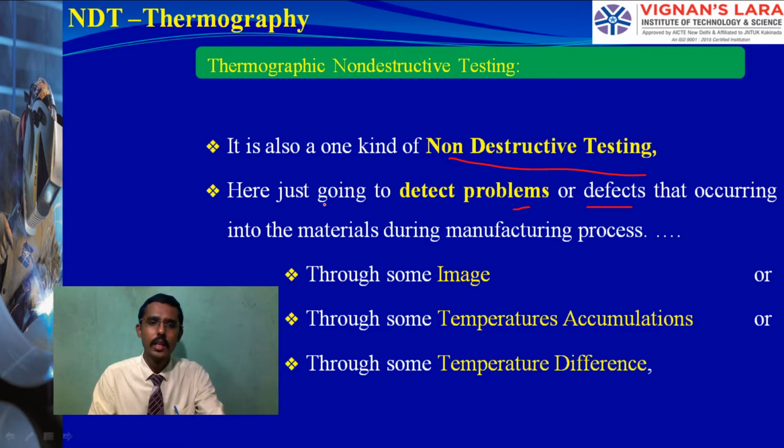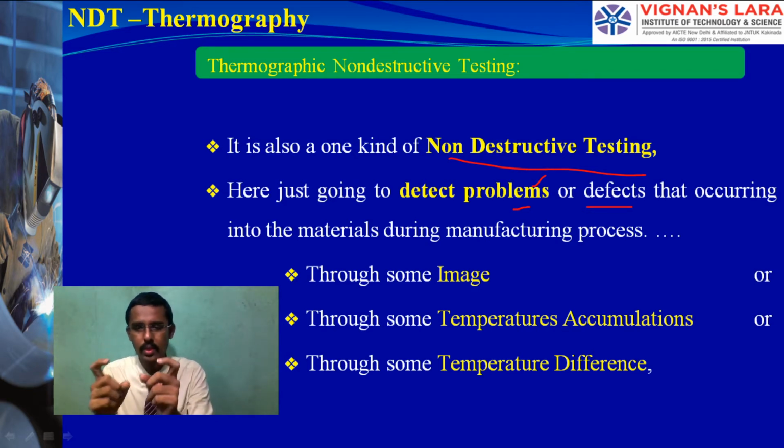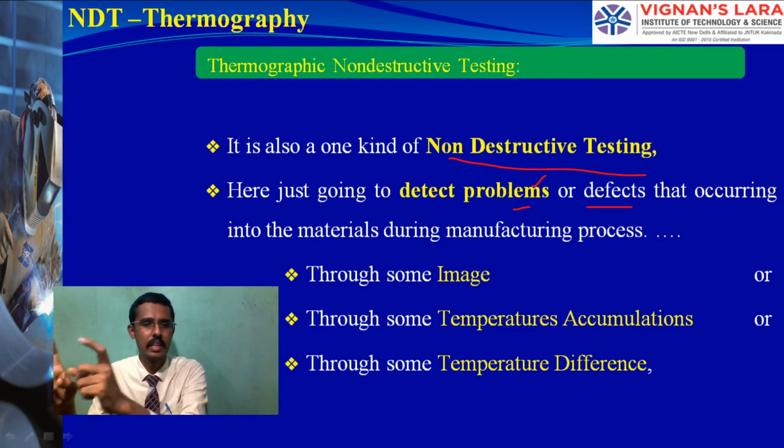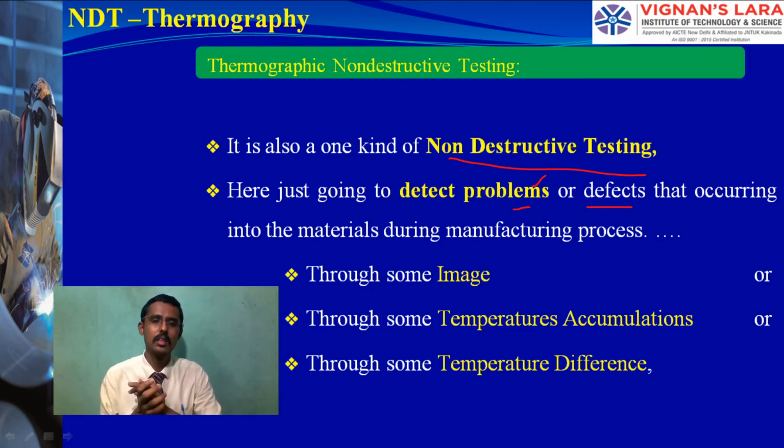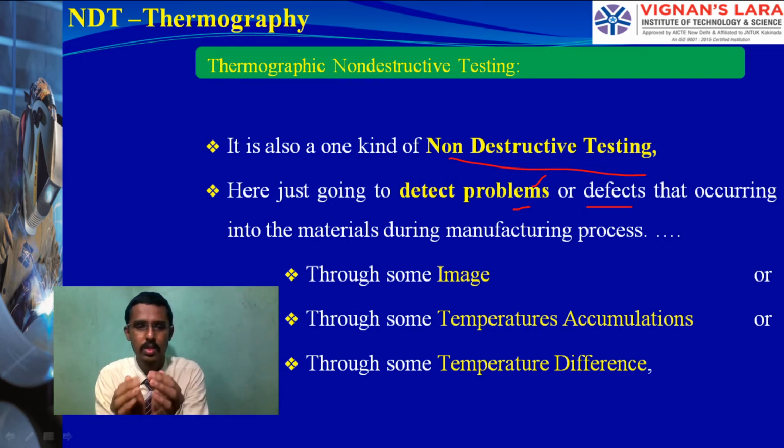You see here, we are going to detect problems or defects occurring in the material during the manufacturing process through, I have 3 points here, through some images. The digital camera takes the photo like a normal camera, but it is an infrared camera which, during live video shooting, shows the temperature difference. Then we can digitally record those through images, through temperature accumulations where the accumulation of red color shows temperature differences.